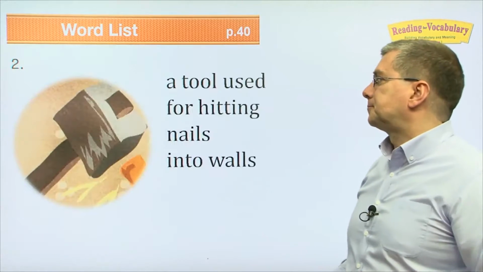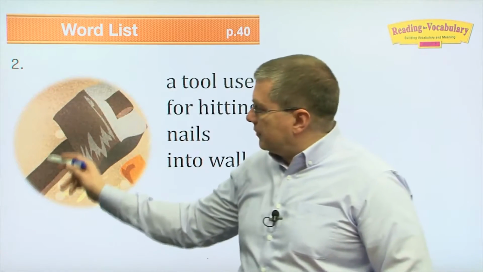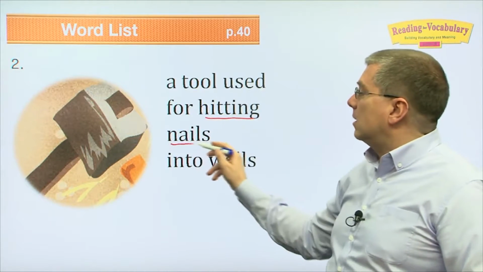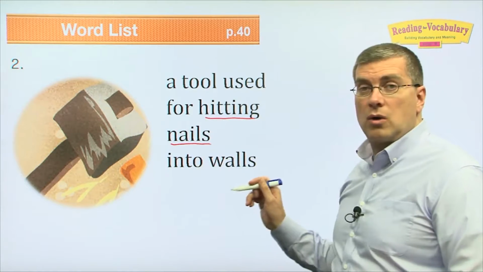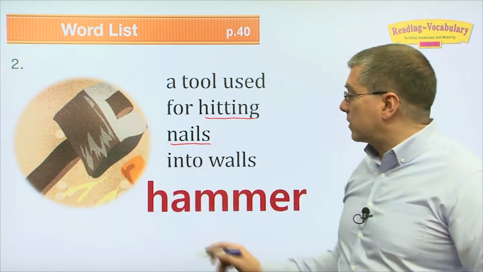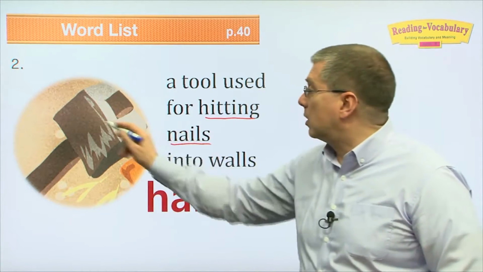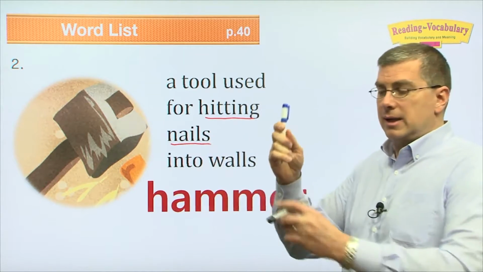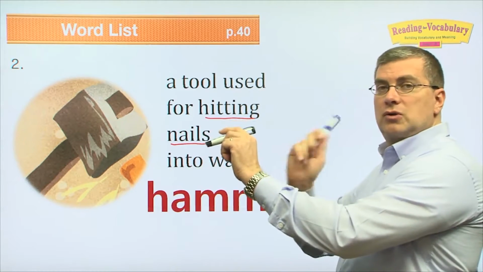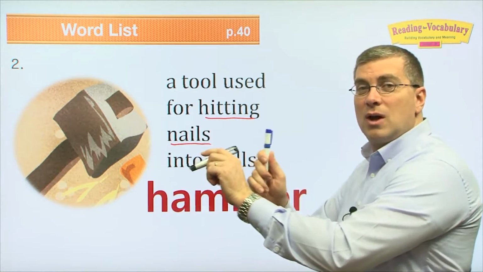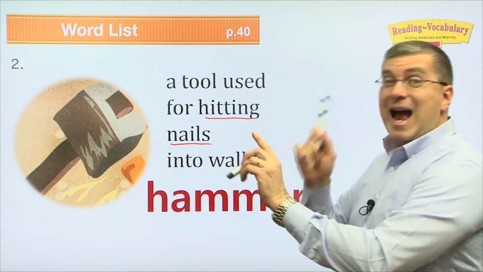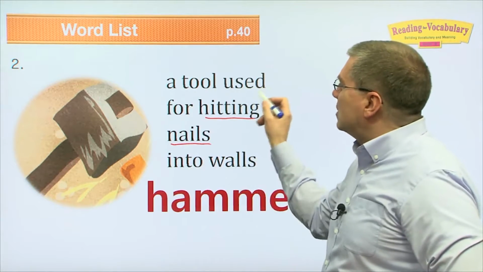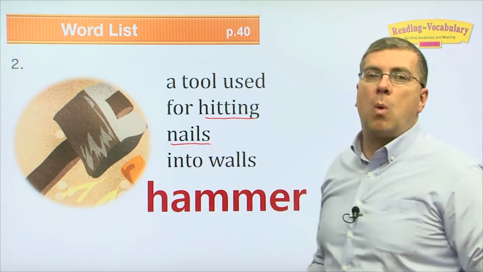Okay, let's move on. Number 2, what type of tool is this? A tool used for hitting nails into walls, right? Of course it's called a hammer. A hammer is used to hit nails into walls. So if this is a hammer, this is my nail, right? Tuk, tuk, tuk, tuk. I'm pounding it into the wall. Be careful using a hammer. Ow! You don't want to hit your finger, right? So the hammer is used for hitting nails into walls.